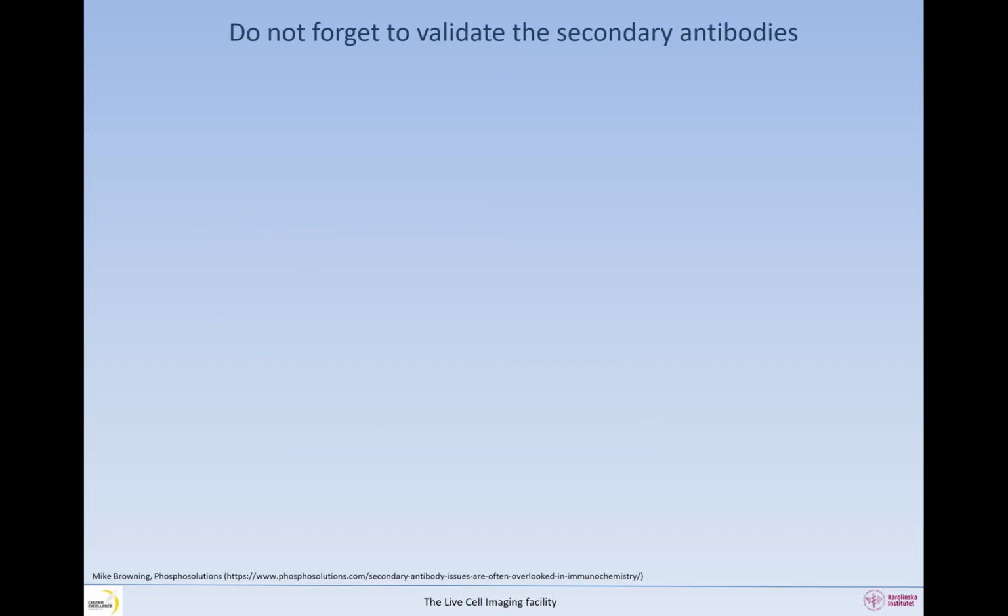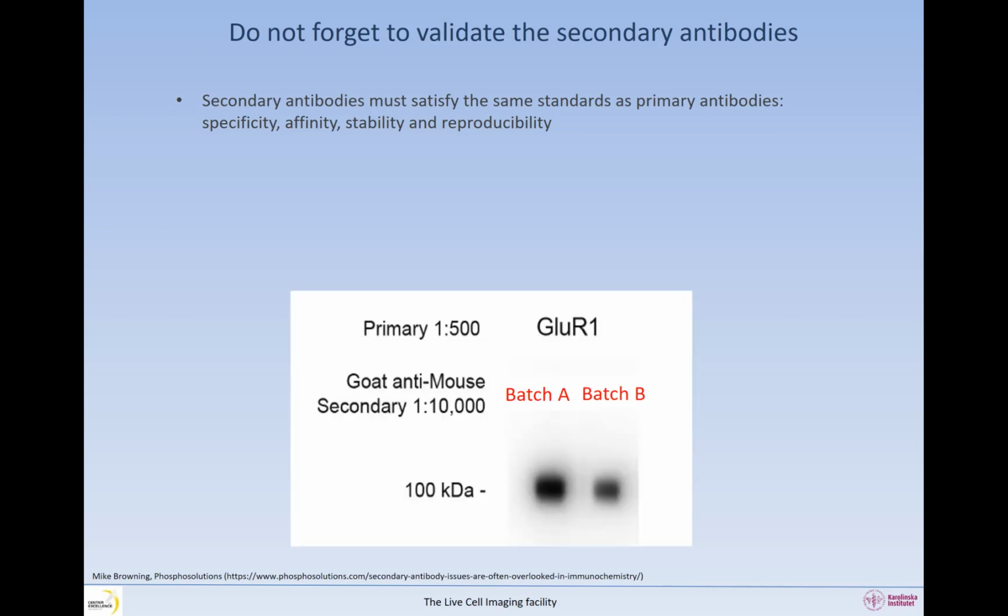Of course, you should not forget to validate your secondary antibodies, which must satisfy the same standards as primary antibodies in the sense of specificity, affinity, stability, and reproducibility. And here you can see an example of a secondary antibody from two different batches. You can obviously see it is the same antibody from different batches, and there's a difference between them.